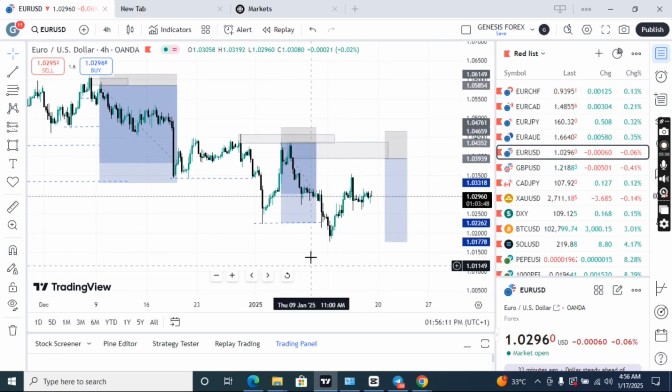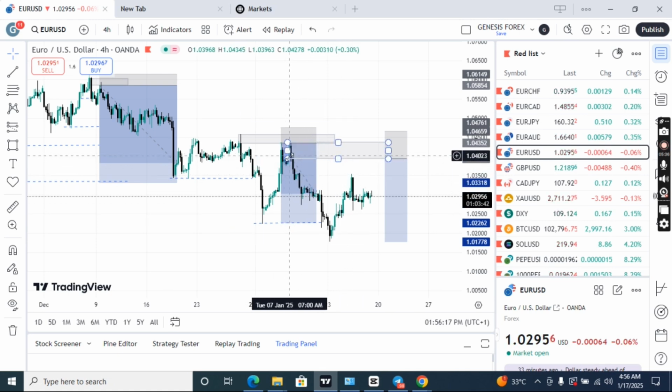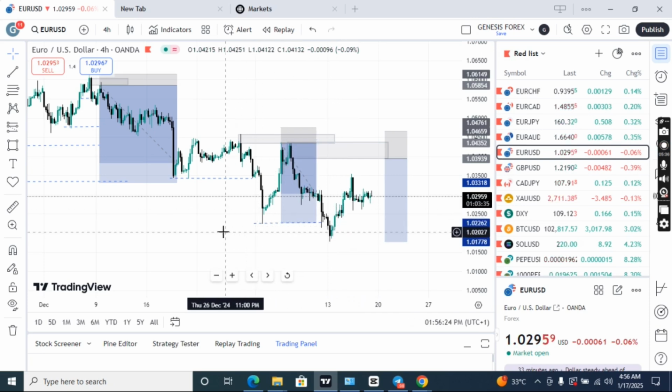The last bearish candle, for example, this particular one here is the last bearish candle before this up move, and this one here is the last bullish candle before the down move, guys. So that is what will make our order block.